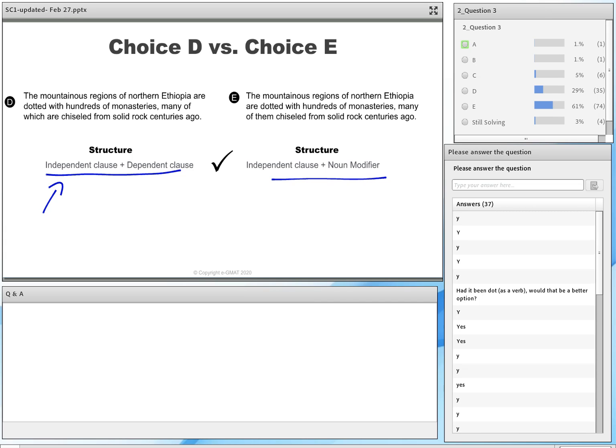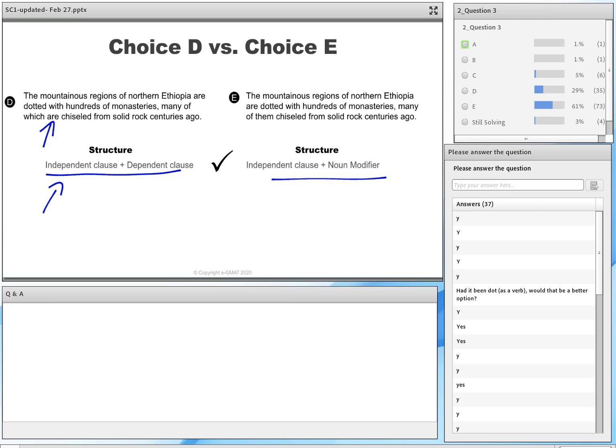Over here, we have an independent clause plus a noun modifier, many of them chiseled from solid rock centuries. Both are grammatically correct, both "which" and "them" in their respective answer choices have been used correctly in the form in which they must be used. That is not the issue. The issue is with this "are." Now, if you were to ask me, okay, if we change that "are" into "were," will D become correct? Yes, then D will become correct, but then you cannot have D and E together in the sentence.